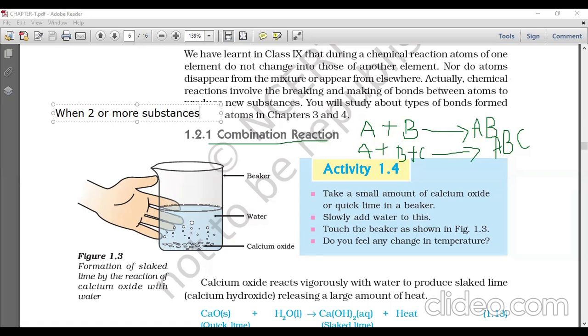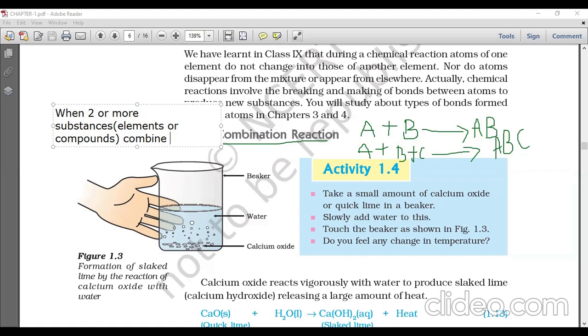Okay, so what are those substances here? I'll write two or more elements in brackets. Sometimes they are not only elements, even compounds also, which we will study in the next topic. They combine. So A plus B: A is one element, B is another element, and the plus sign means combine. They are combining.